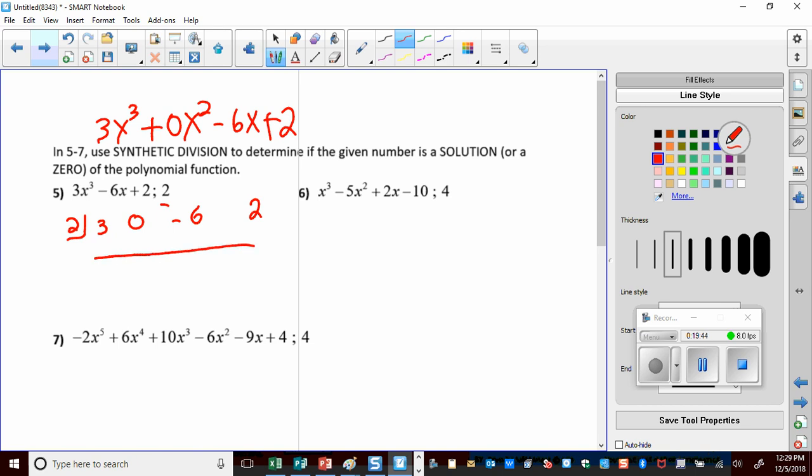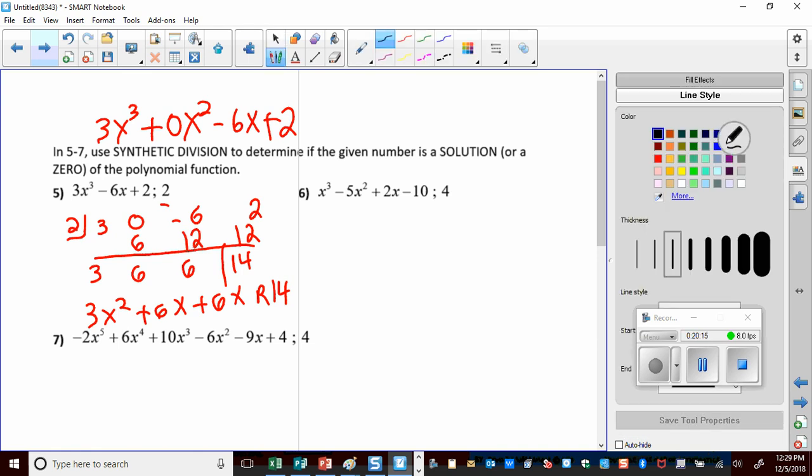Okay? That means the 3 comes down. 2 times 3 is 6. 0 plus 6 is 6. 6 times 2 is 12. 12 minus 6 is 6. 6 times 2 is 12. 12 plus 2 is 14. So there's a big remainder here. All right, so my final answer, 3x squared plus 6x plus 6 remainder of 14.